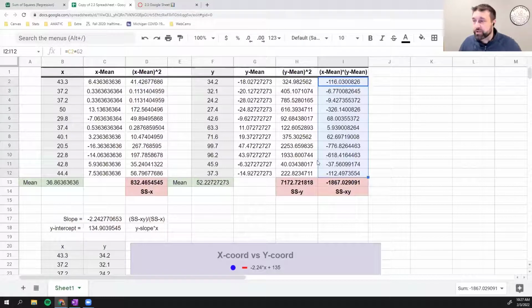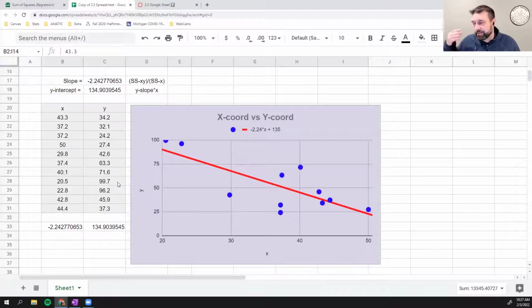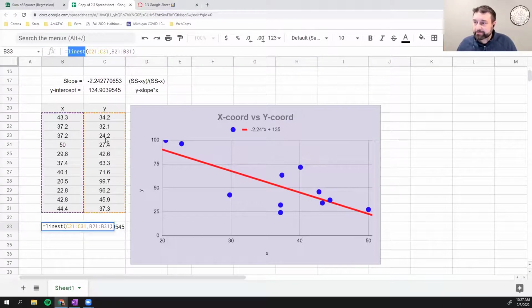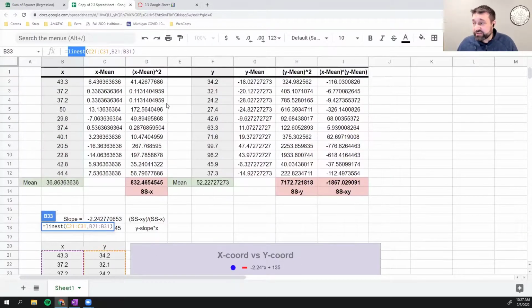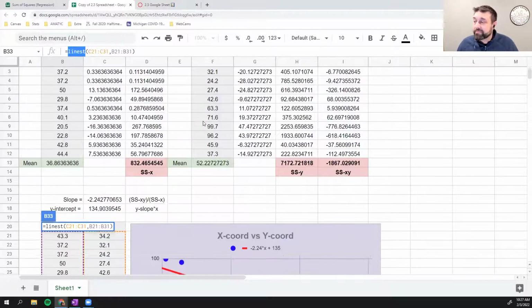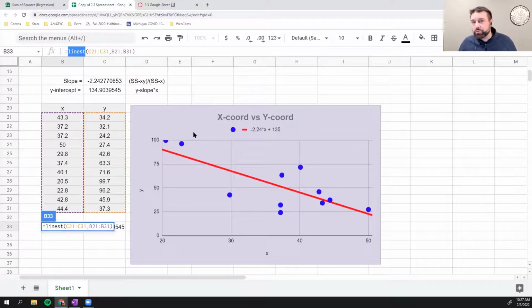But once you've built this one time, you now have an appreciation for the graph, using the scatter plot and the equation and the shortcut for Google Sheets, LINEST. This is an amazing equation that does all of this stuff extremely fast. Okay. And so there you go. And that's what we want to do. We want you to develop an appreciation for the power of the spreadsheet.